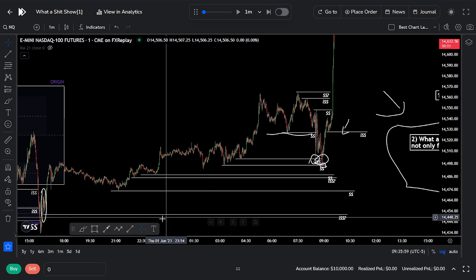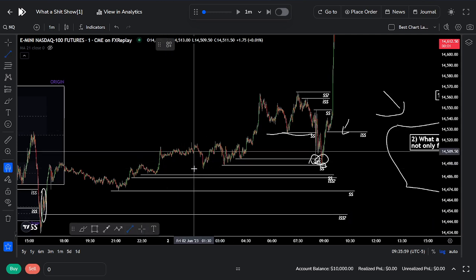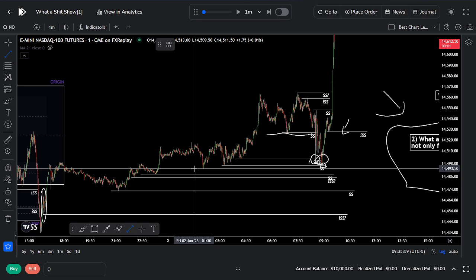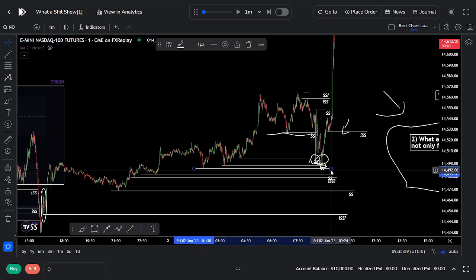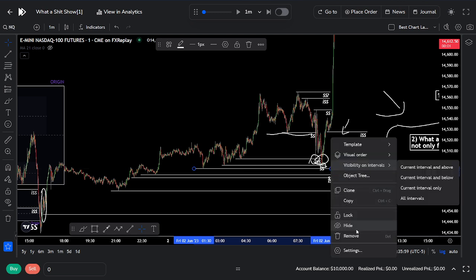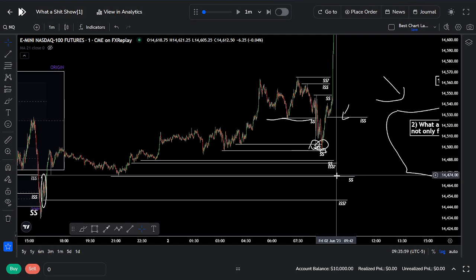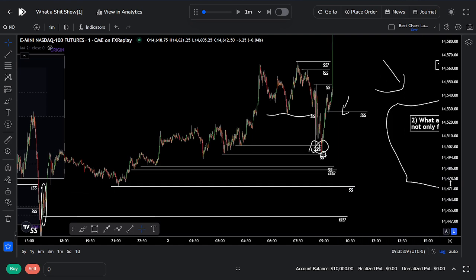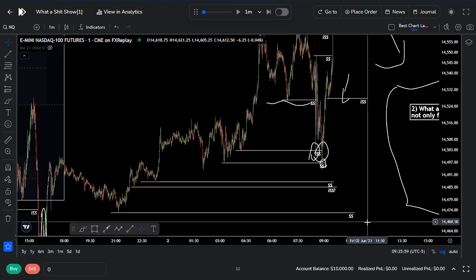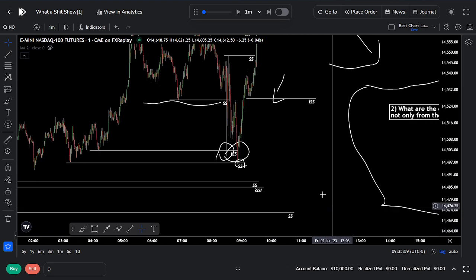So if we are to count all of these as SS levels, you know what? I almost don't want to count this. Doesn't seem that high probability to me. This is higher probability to me. And I'll go deeper into that in the later videos.